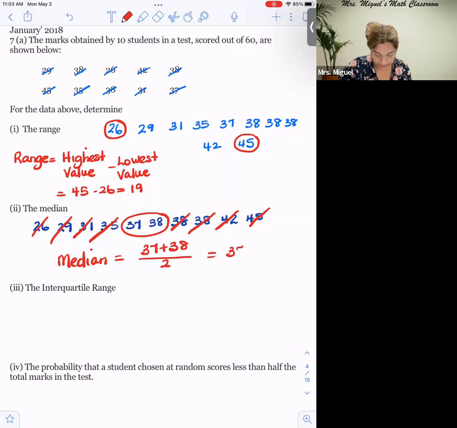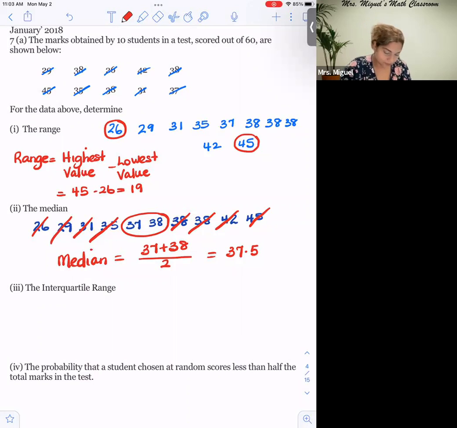This is 37.5. Do you have that? Yes, miss. Very good. So we're making some progress. We got the range correct. We have the median. Now let's look at the IQR, which is the interquartile range.